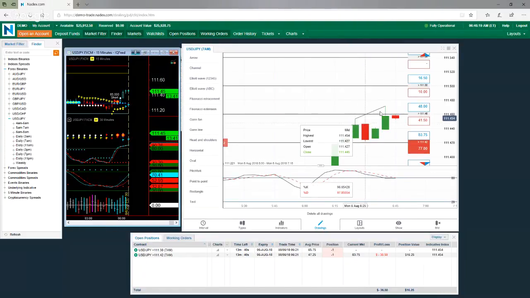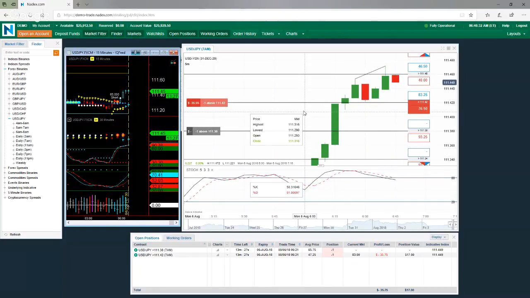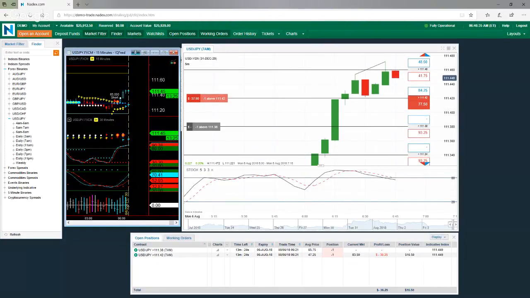Okay, as you can see, it went higher, but the stochastics is lower. That's what we refer to as trend divergence. This needs to be a bearish bar in order for that trend divergence to hold.